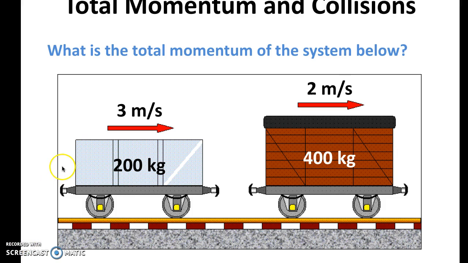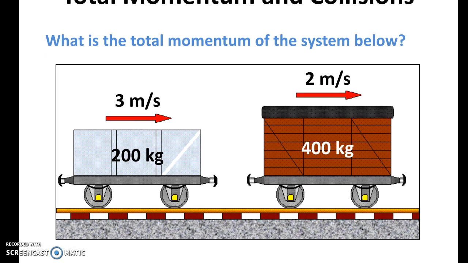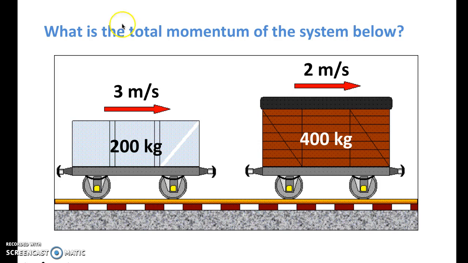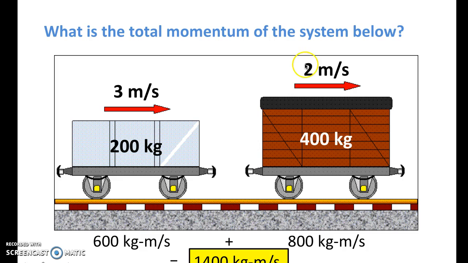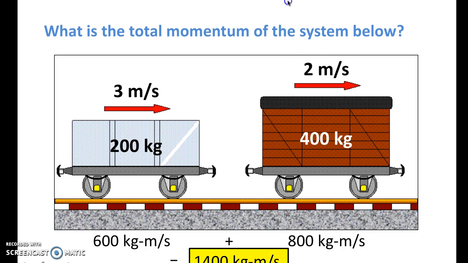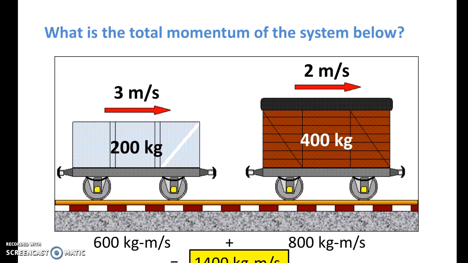So here we have a system made up of 2 railway cars. Okay, what's the total momentum of this system? Well, you should find the momentum of this car is 600. The momentum of this is 800. We add those together to get 1400.